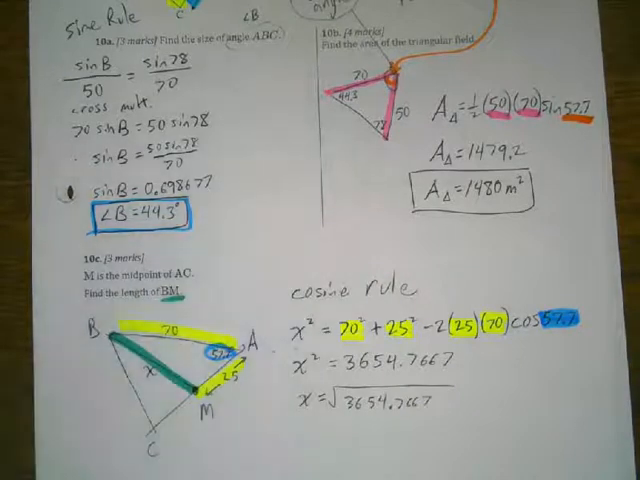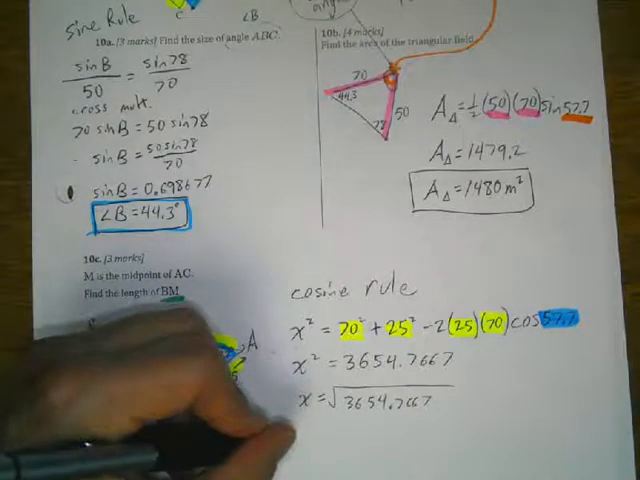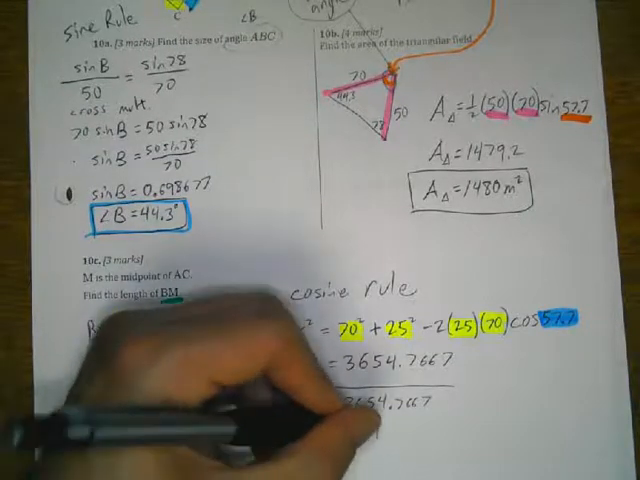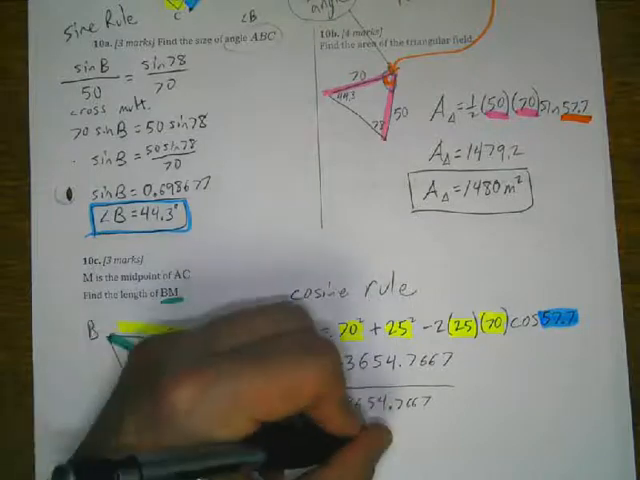And when we take the square root of that, we're going to get that BM is equal to 60.4. And what are the units? In meters.